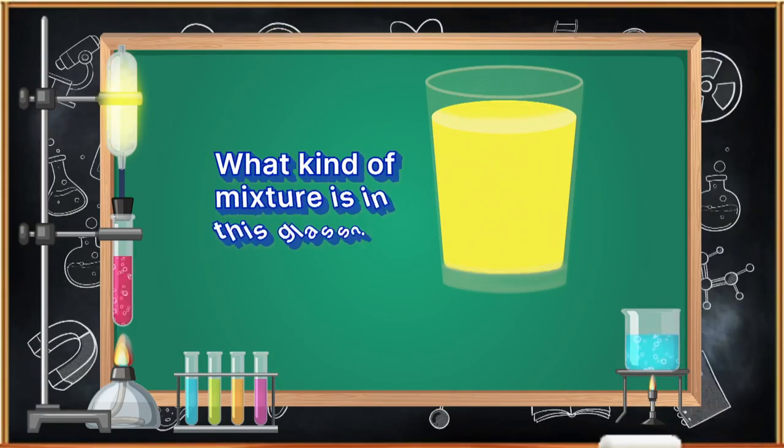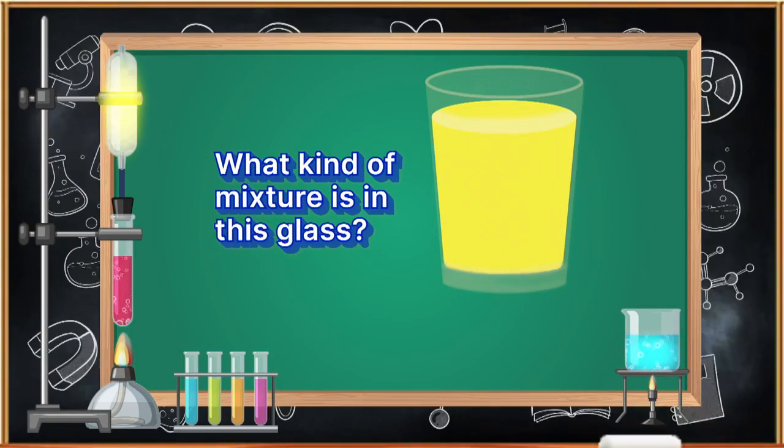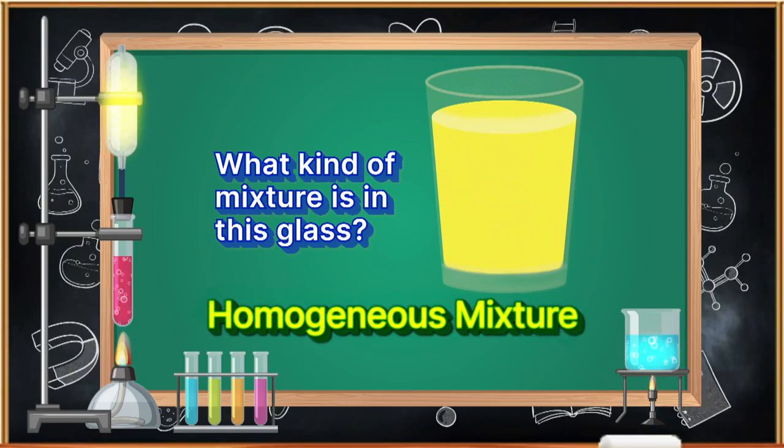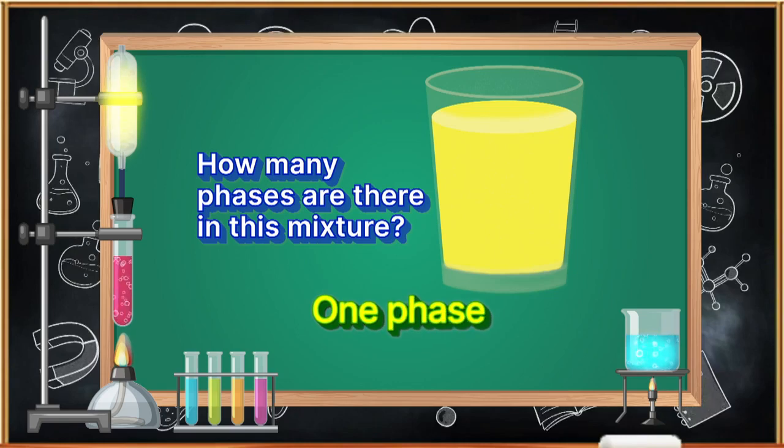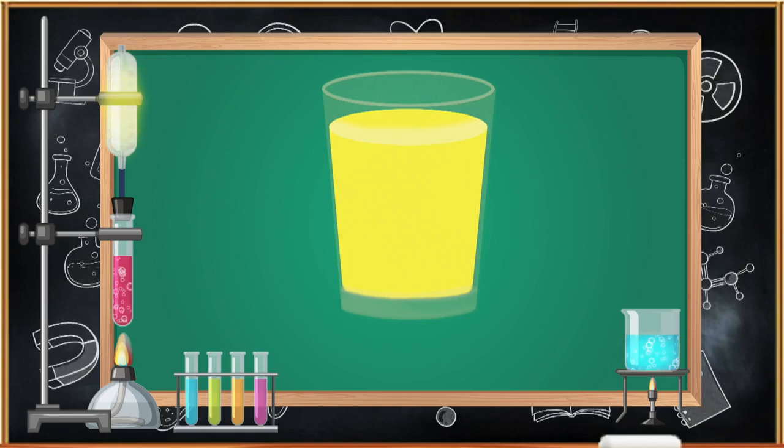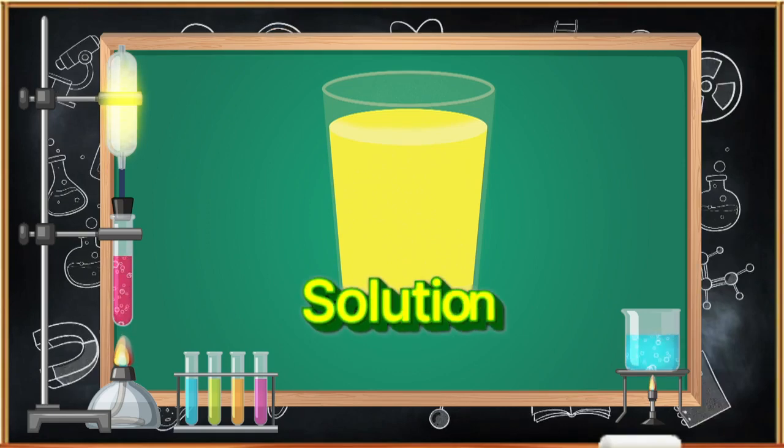I have here my favorite drink, pineapple juice. It's tasty. Number 1. What kind of mixture is in this glass? Right, it's a homogeneous mixture. Number 2. How many phases are there in this mixture? Very good! It has one phase. This glass of juice is an example of a solution.